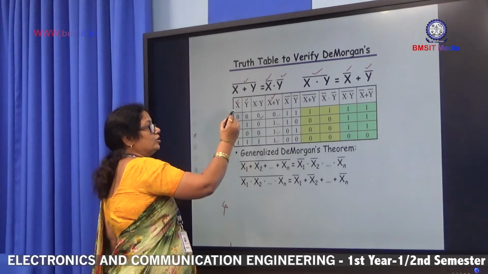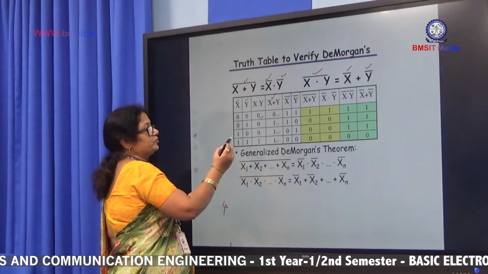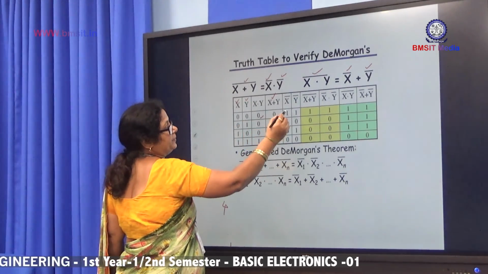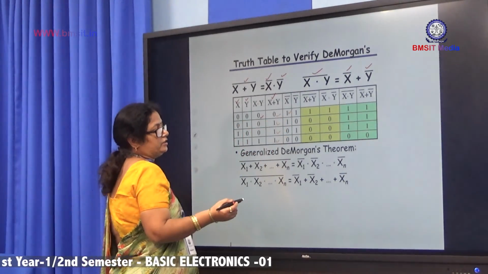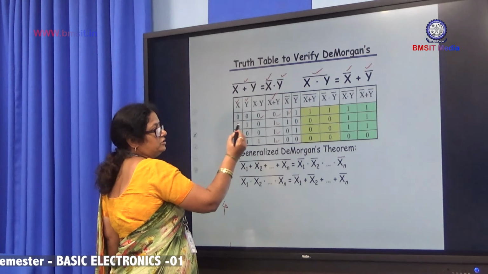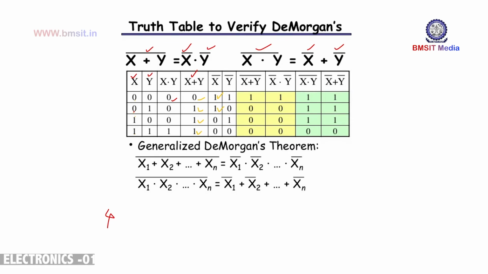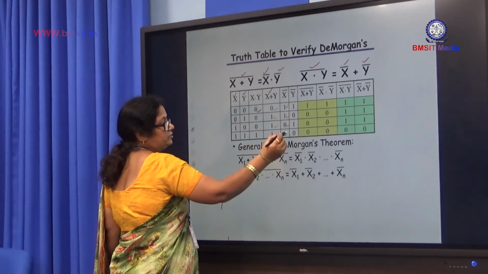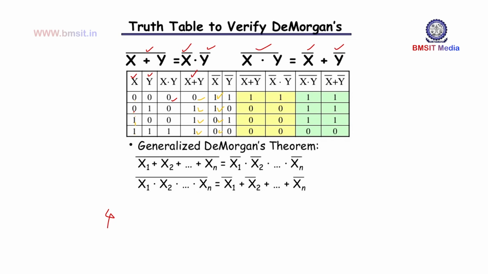So, just take the complement of the first column. Here we have x equal to 0, so this has become 1. When x is 0, it is 1. When x is equal to 1, x bar is 0. So, when x is equal to 1, again x bar is equal to 0. So, we have completed this particular column.